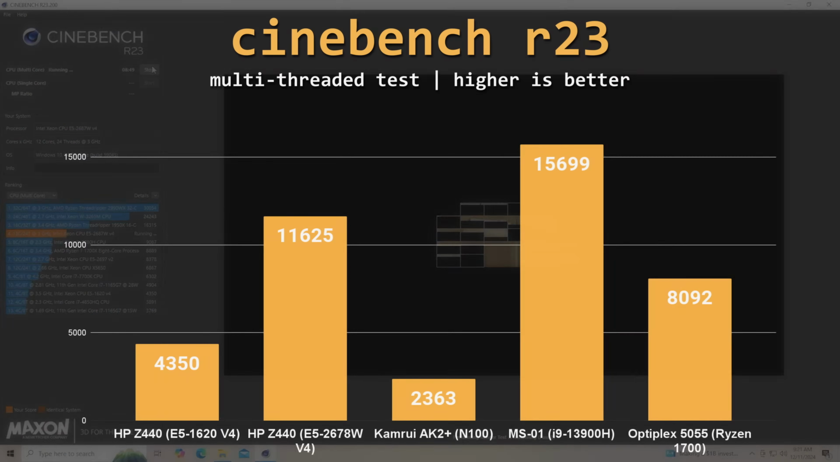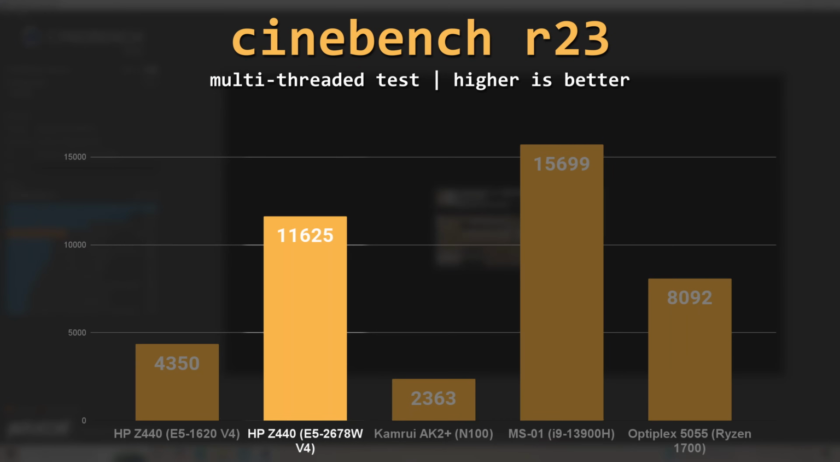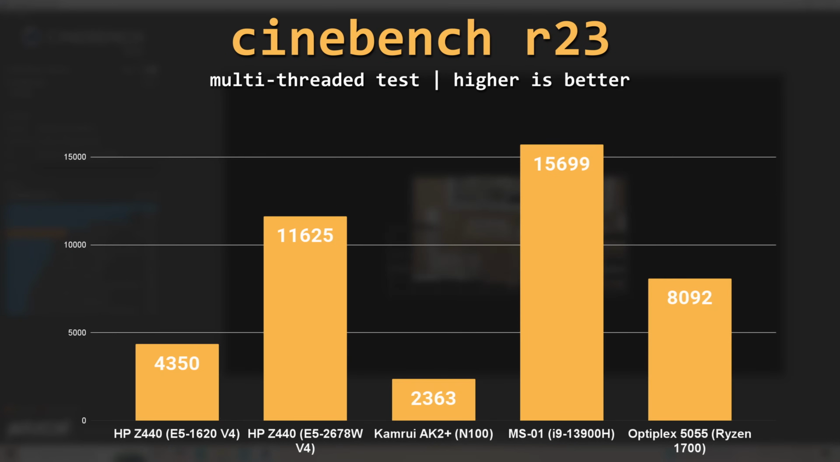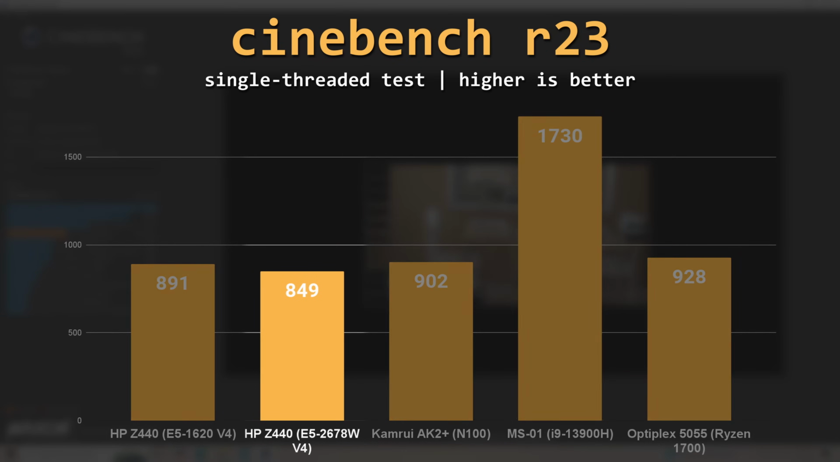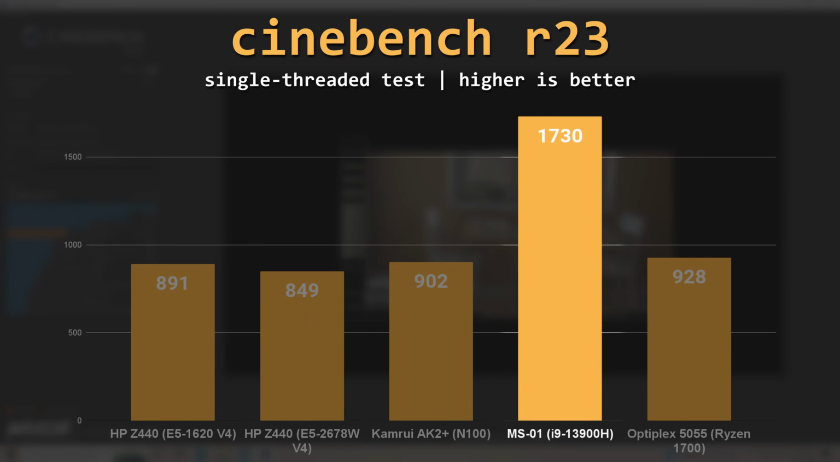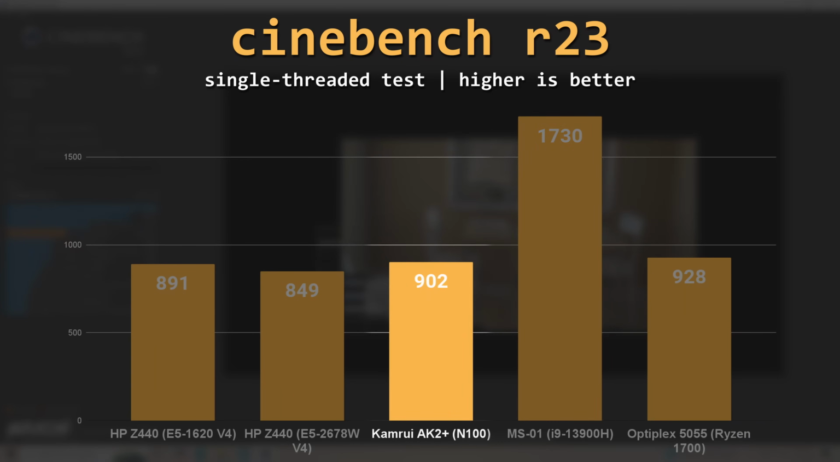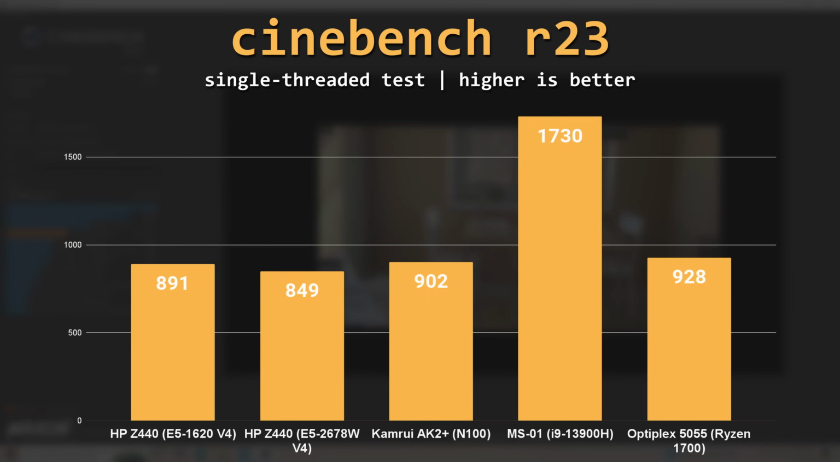When looking at the multi-threaded results, the 2678WV4 performed pretty well, only being outclassed by the much more modern i9-13900H. If we look at the single-threaded benchmark though, things don't look nearly as good, with the 2678WV4 actually being the worst performer. The 13900H still takes a massive lead, and this is also a decent example of how solid the N100 can be in single-threaded workloads when compared to systems from just a few years ago.